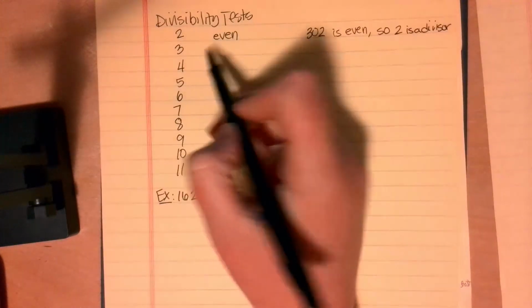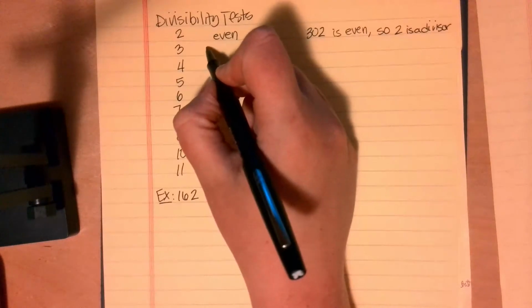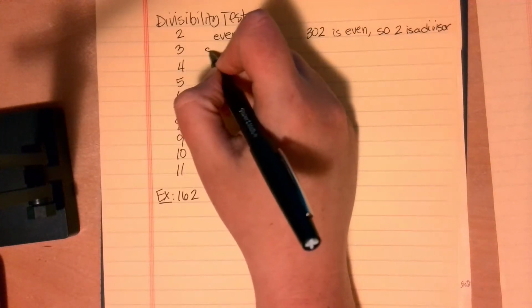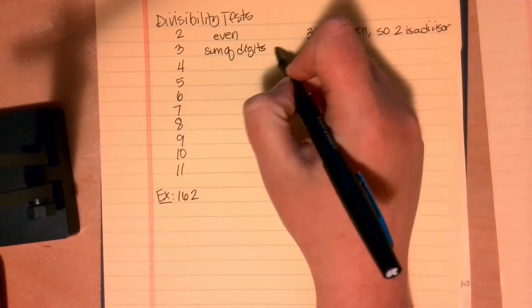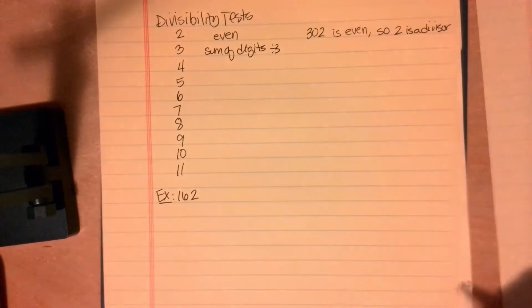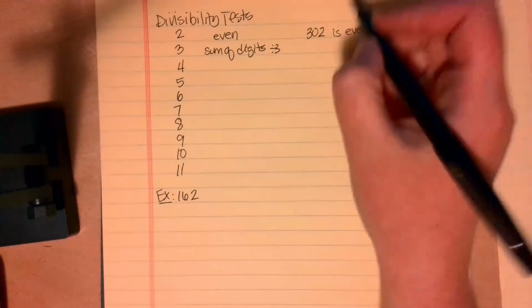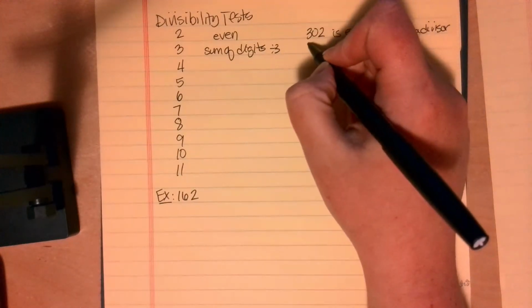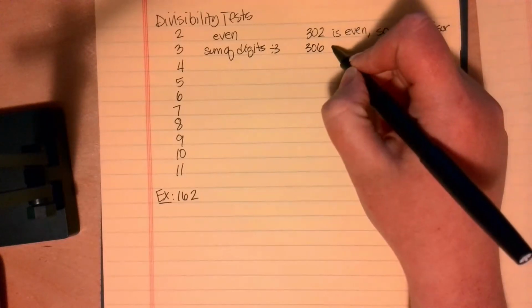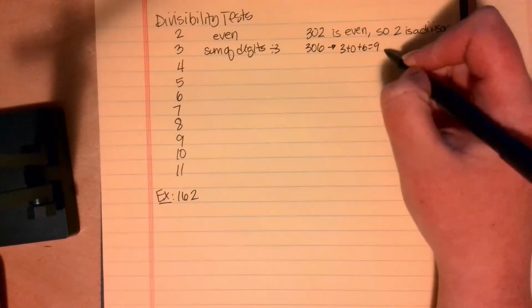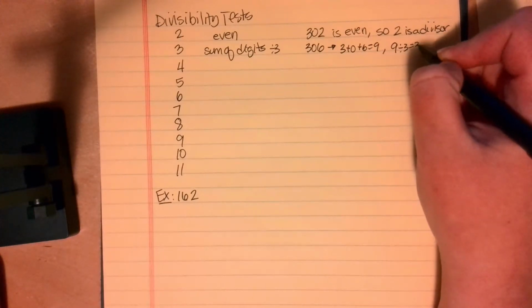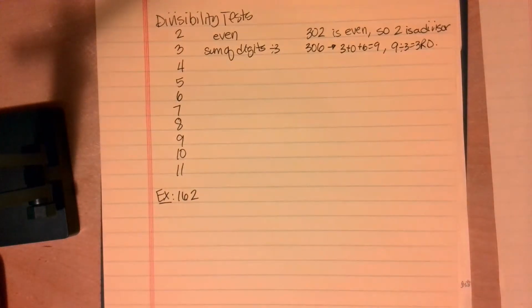Then we look at 3. For 3, it's the sum of the digits. So we take the sum of the digits, and that's divisible by 3. We divide the sum of digits by 3, and if that divides evenly, then the whole number is divisible by 3. So for example, if we were to look at 306, 3 plus 0 plus 6 is 9. 9 divided by 3 is 3 remainder 0, so it would be divisible by 3.